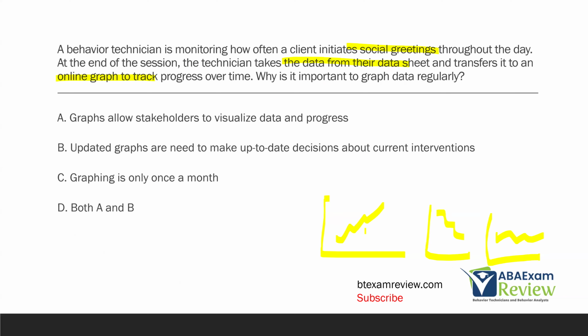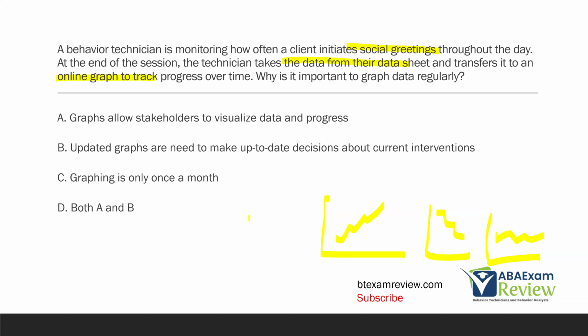B, updated graphs are needed to make up-to-date decisions about current interventions. Yes, your supervisor is going to use those graphs to start to make conclusions or assumptions about the interventions. And then from that data and those assumptions, they're going to start to make potentially decisions and changes about the interventions going on. So A and B both look good.